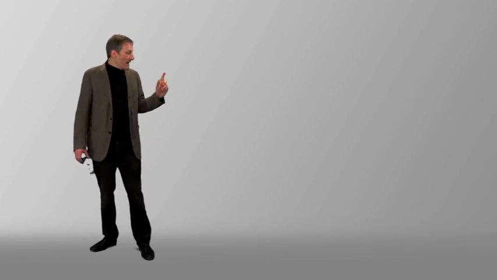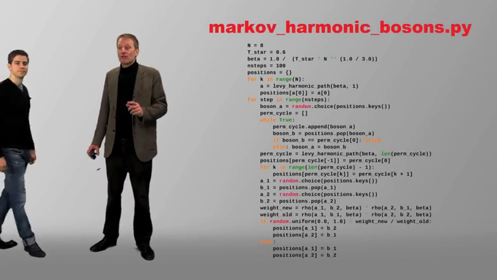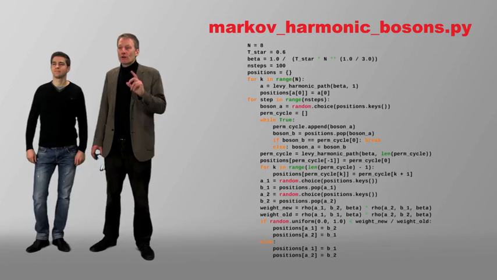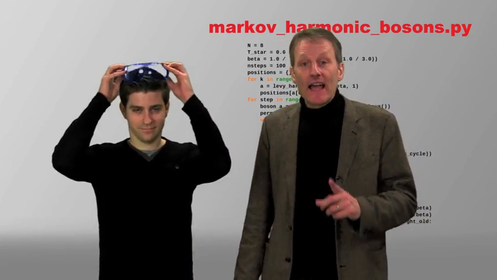Remember, in Markov harmonic bosons.py, we use the Markov chain algorithm to sample permutations by trial and error. But we can soon do better. But now, let's first listen to Michael explain to us how permutations really work.